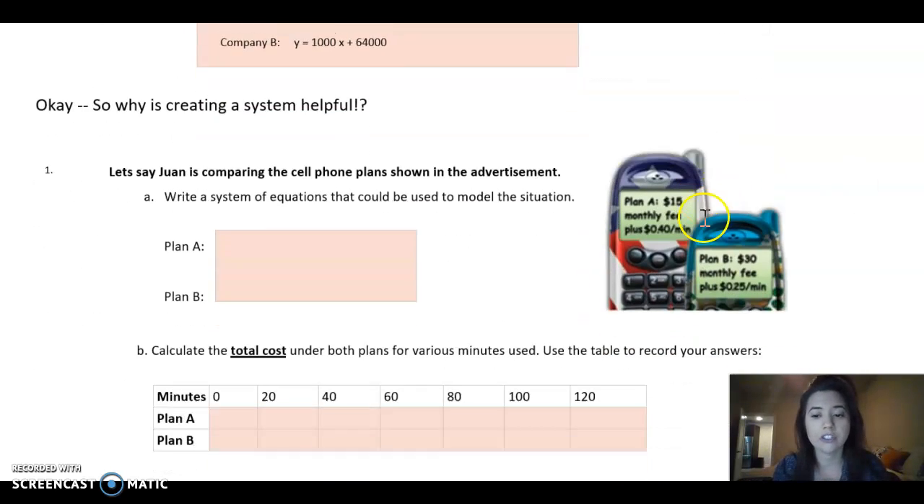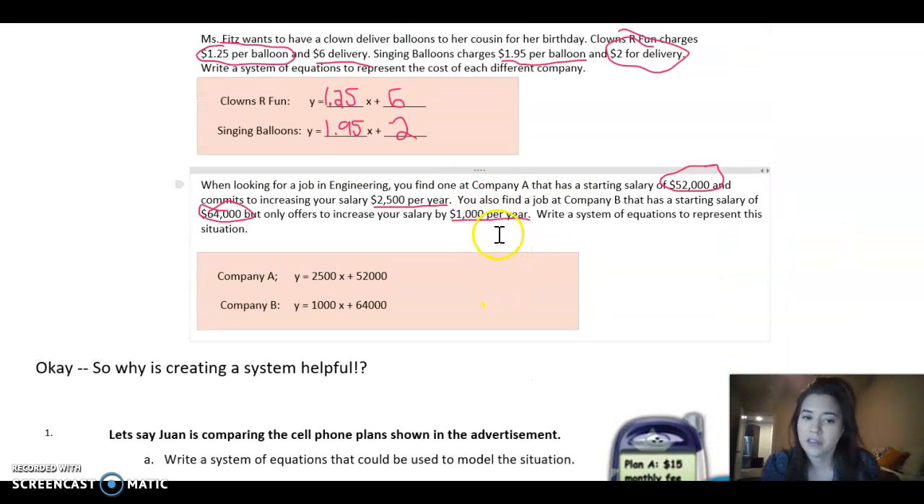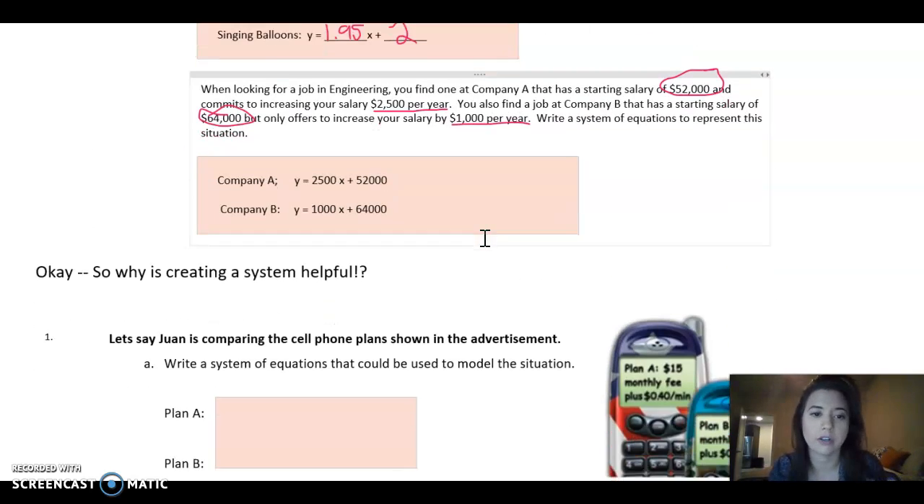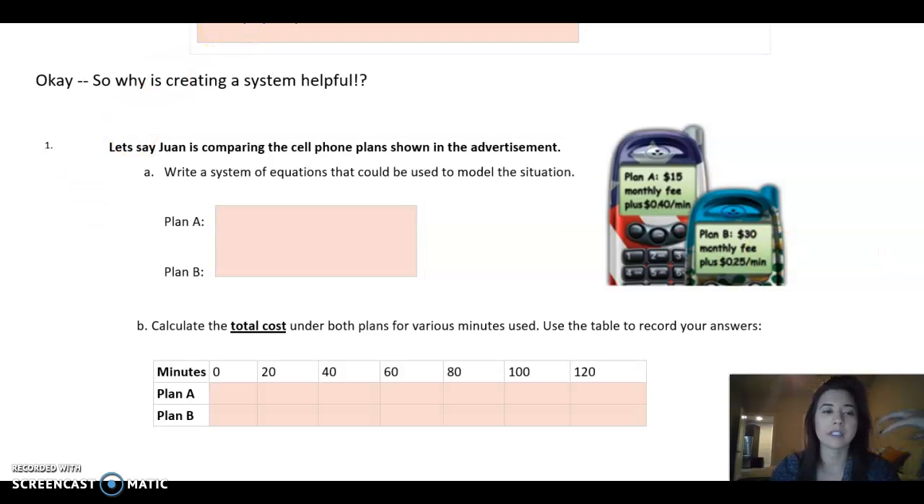Now we're going to dive into actually applying this. So why is this useful? Why is creating these equations important to me? Or just in general, why do I need to know how to do this? The reason this is important and useful is because we can take two different things and compare them, and we can then choose whichever plan would be better for us. So we're going to do a phone example here to help us see this.